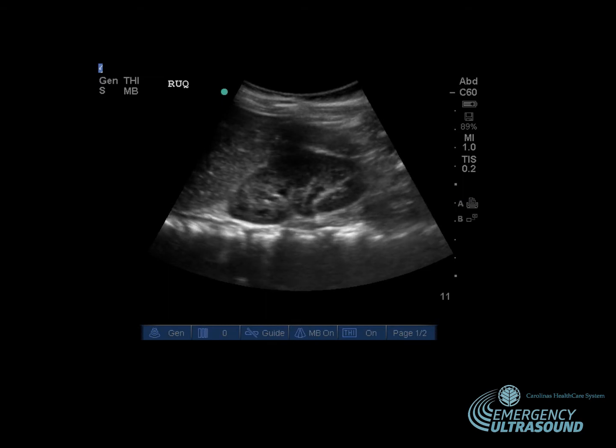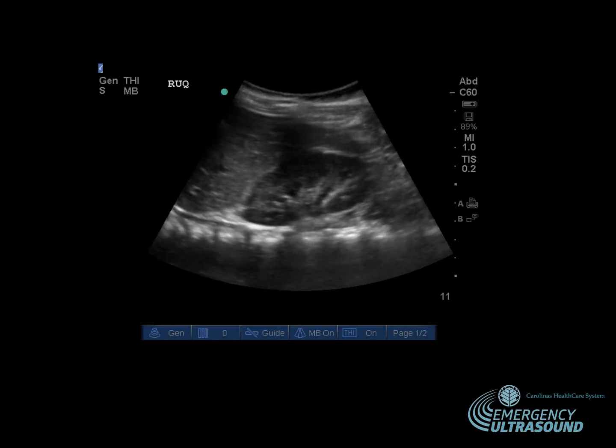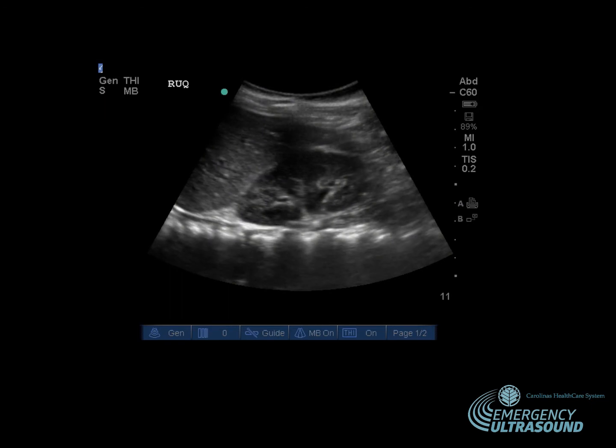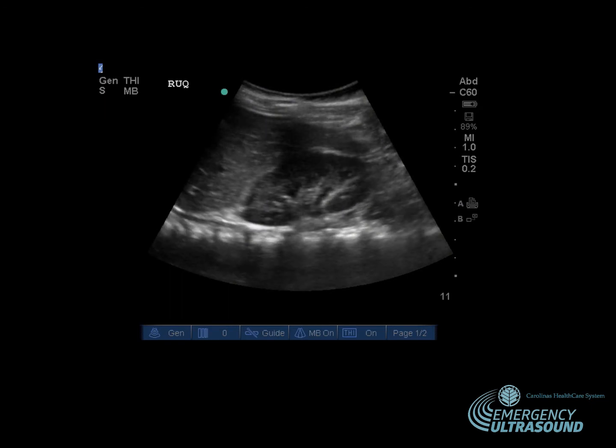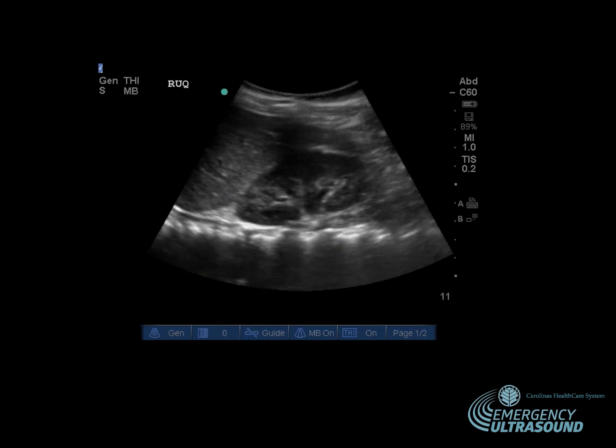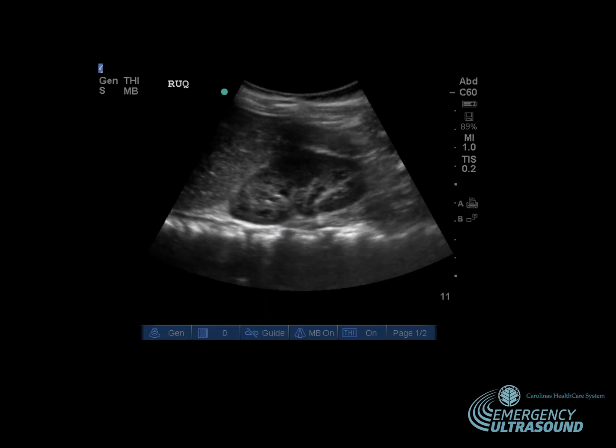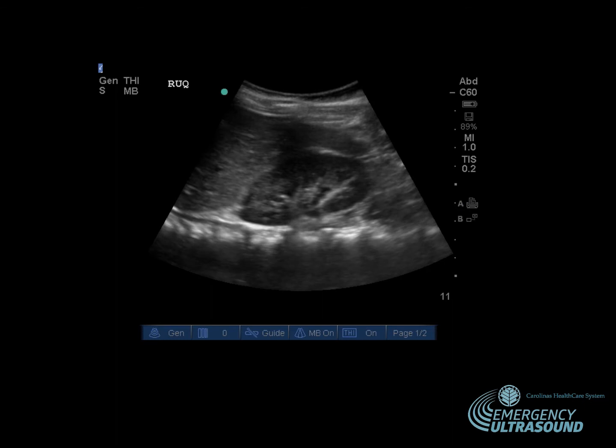So right here we can see the right kidney, the liver. Morison's pouch is that potential space between the right kidney and the liver. We want to make sure that we're looking down towards the inferior pole of the kidney, which is on the right side of the screen, and then the tip of the liver.